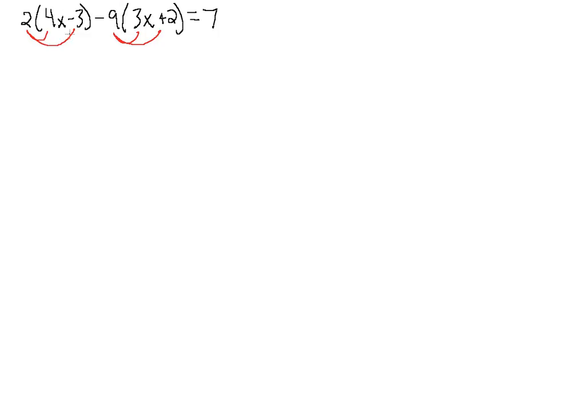We want to make sure we're watching our signs and we don't miss anything. So we're going to distribute these into the correct expressions. So we have 2 times 4x, which is 8x. We have 2 times minus 3, which is a minus 6. Now we have a minus 9 times 3x is a minus 27x. A minus 9 times a positive 2 is a minus 18, equals 7. Okay, there's nothing wrong with using the distributive property twice in the same step as long as we're careful with it. All right, now we can combine a few like terms.